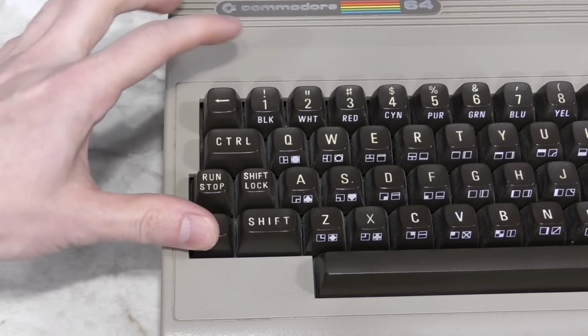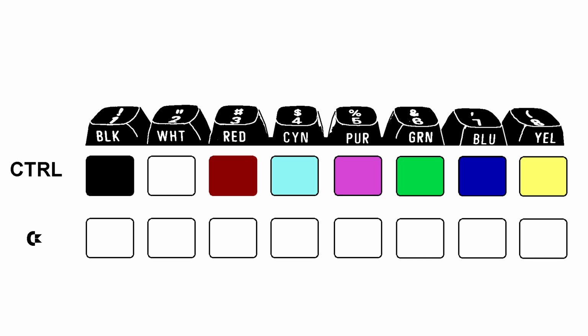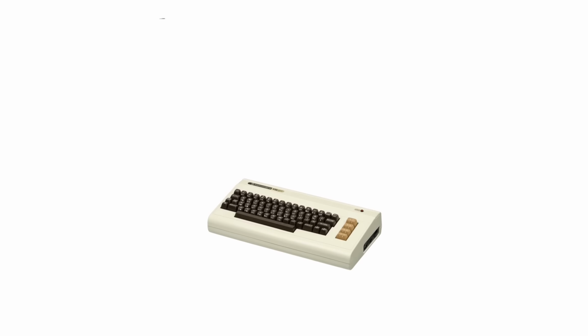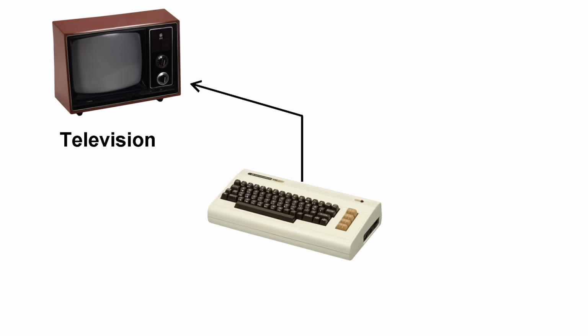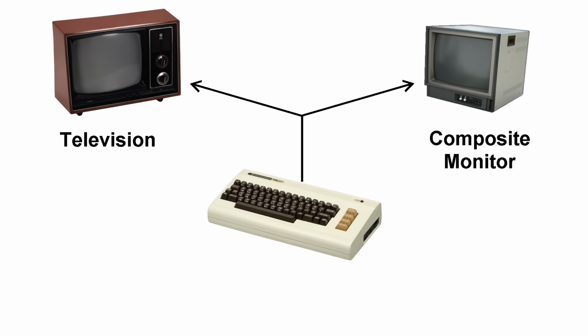However, on the 64, you could also use the Commodore key in conjunction with these keys and get access to an entirely different set of colors, thus giving access to the full 16 colors. So while the Vic-20 could essentially support two types of displays, a television connected with the RF modulator or a composite monitor, the Commodore 64 actually supports 4 different types of displays.